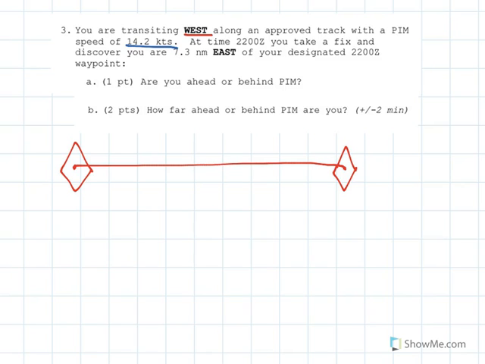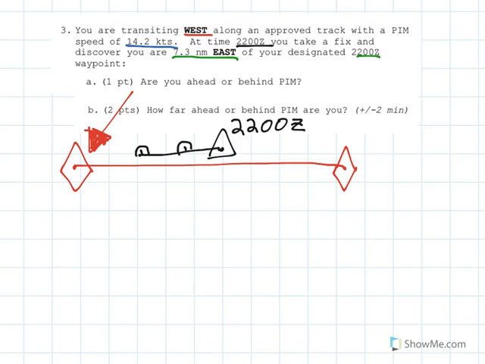Our PIM speed, our SOA is 14.2 knots, and at 2200 Zulu, we take a fix, and we figure out that we are 7.3 nautical miles east of our designated 2200 waypoint. So I'm going to draw the fix, and since we're transiting west, the DR is going west. There's our 2200 Zulu fix, and we figure out that we're 7.3 nautical miles east of our designated 2200 Zulu waypoint. So we'll make the waypoint over here, we'll make that our 2200 Zulu waypoint.